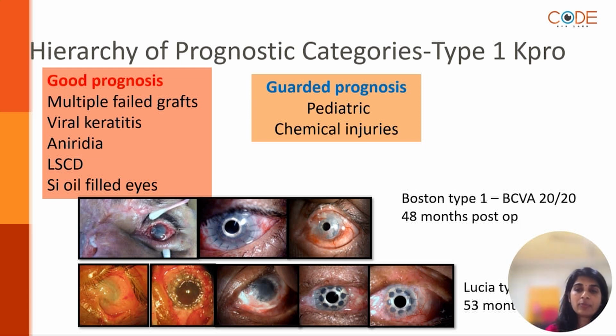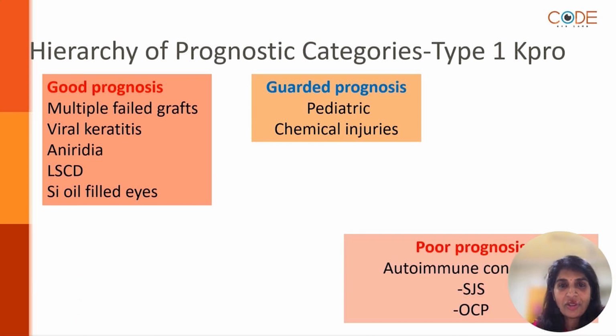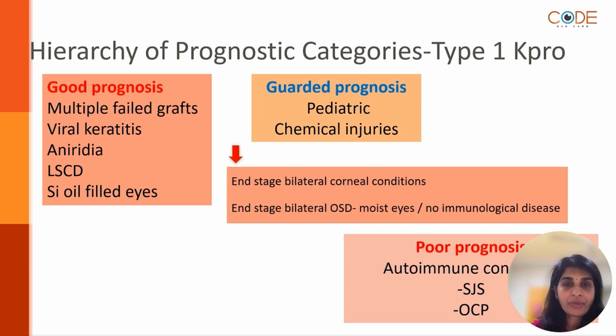In fact, pediatric K-pro is a very controversial topic, and we, amongst the K-pro fraternity, do not really recommend doing a pediatric keratoprosthesis these days because of the various issues that are associated with K-pros in children. The poor prognosis, of course, like I mentioned already, are eyes with an underlying autoimmune condition, and usually type 1 is not indicated for these eyes.